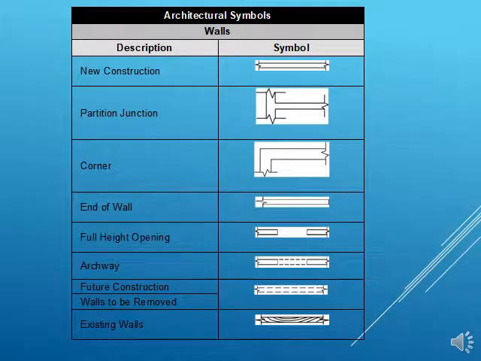I'm going to take a look at a few standard industry symbols. The first section we're going to look at is architectural symbols. We're going to look at walls. So you can see we're given a description and the symbol of what it would look like on a floor plan.